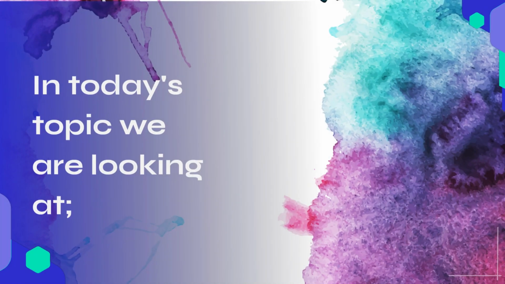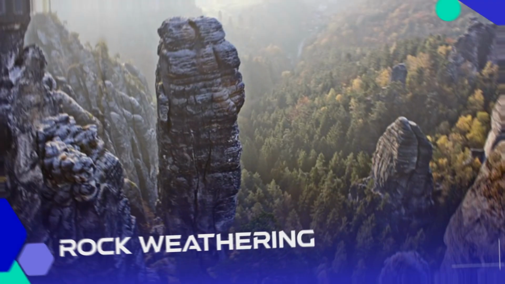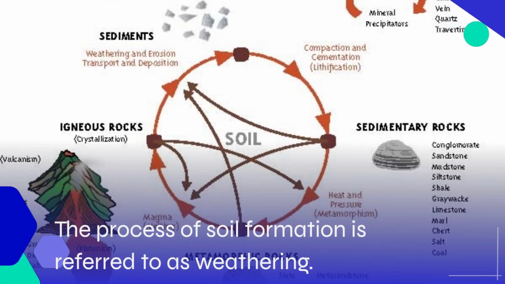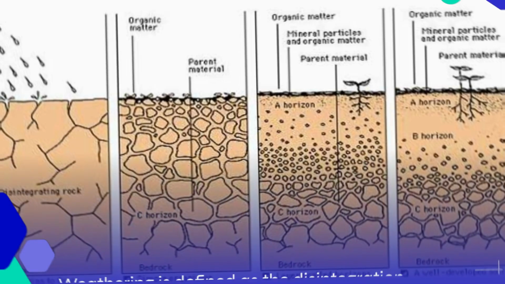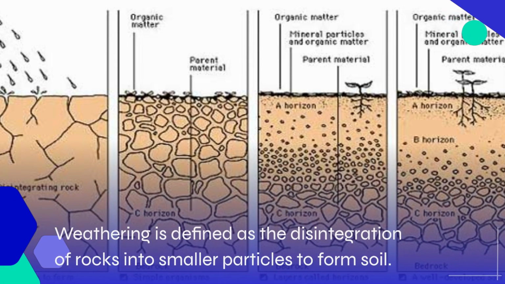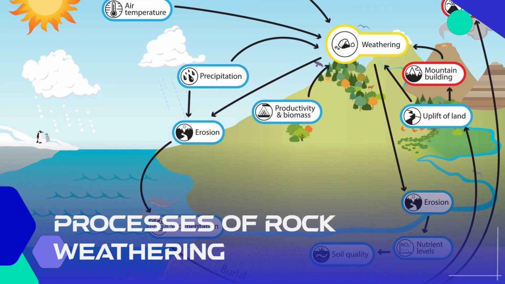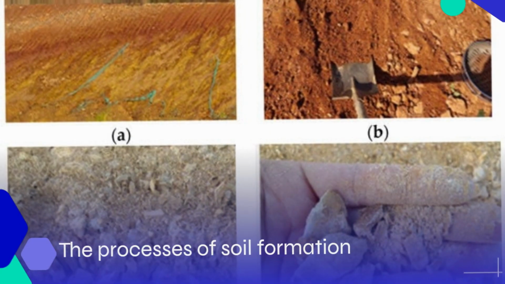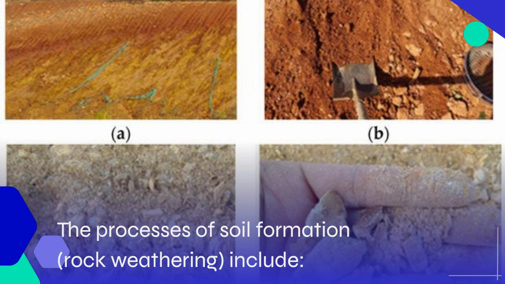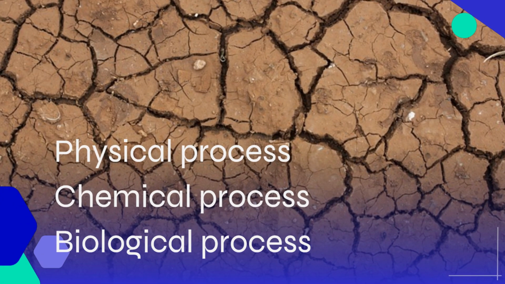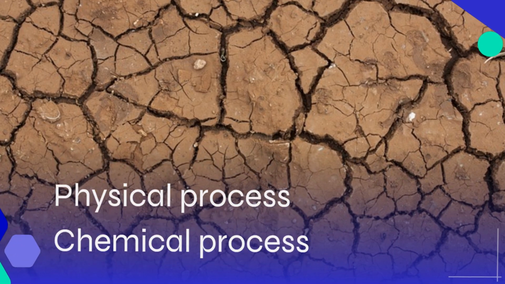In today's topic we are looking at rock weathering. The process of soil formation is referred to as weathering. Weathering is defined as the disintegration of rocks into smaller particles to form soil. Processes of rock weathering: the processes of soil formation include the physical process, chemical process, and biological process.